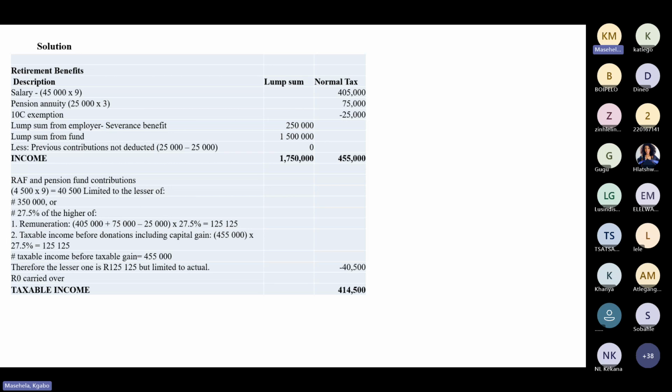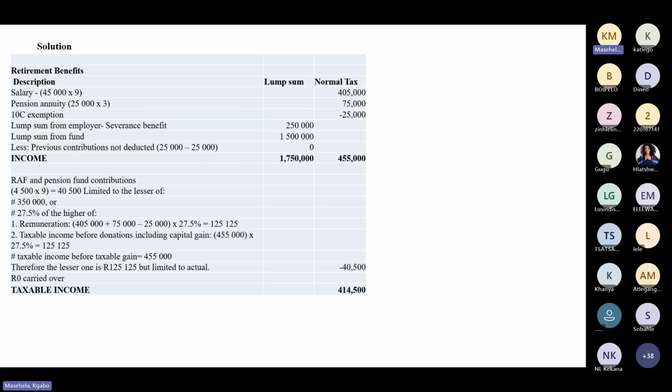That's 125,125. Taxable income before donation, 455, because it's the same amount, 405 plus 75 minus 25, it will give you 455. Then it means, look at this, taxable income before taxable gain is 455. So what we have calculated above. Therefore, the lesser between 350,000 and 455 is 125,125 rands. But it must be limited to the actual amount of 40,500, because this is what we have contributed.